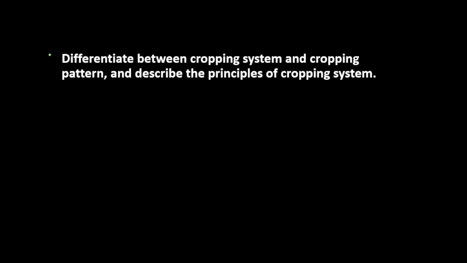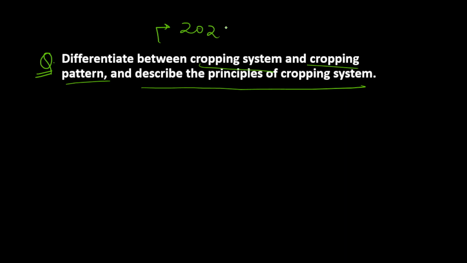So today we are going to discuss the next question of our agriculture optional answer writing practice series. The question for today is: differentiate between cropping system and cropping pattern and describe the principles of cropping system. This question was asked in this year's mains examination of agriculture optional paper, that is 2025. So let's see how we can approach this answer.